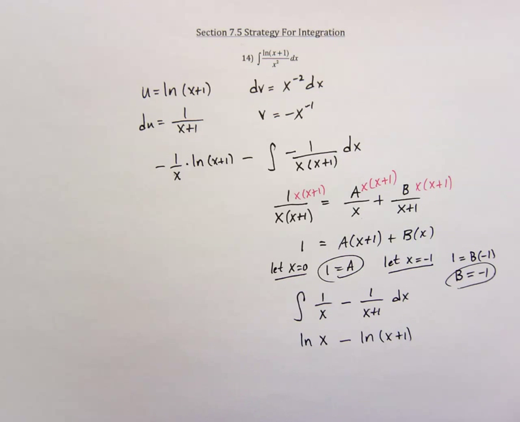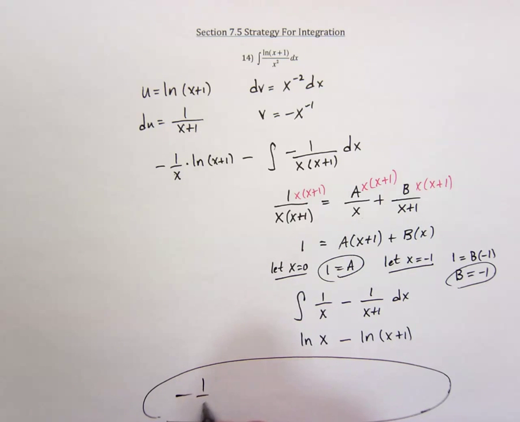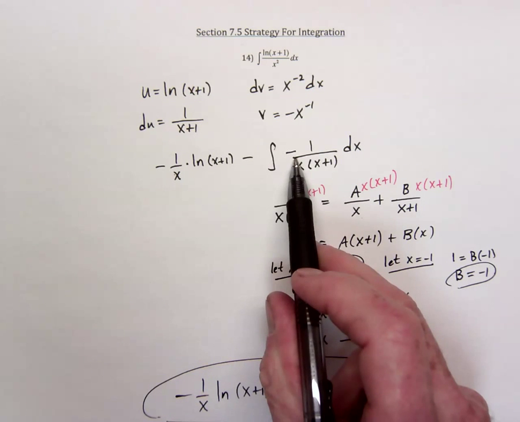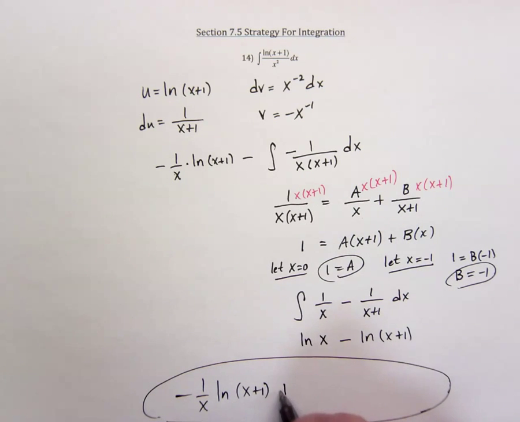Okay, now I can put all of this together. So from integration by parts we had this. So negative 1 over x, the natural log of x plus 1. And then these two negatives make a positive, so plus the natural log of x minus the natural log of x plus 1 plus c.